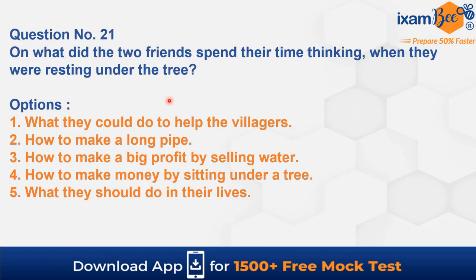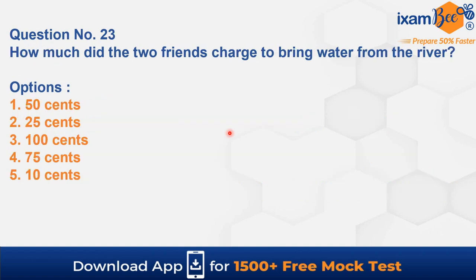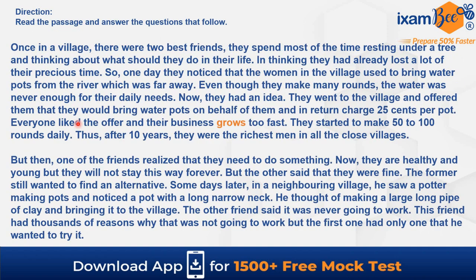So they did business, right? So look at this. They thought that they could earn a living by delivering water pots to their houses. So here the first is your correct answer again, right? They thought that they should set up a pipe? No. They thought about making a complaint to the chief? No. They wanted to share their water? No. First one, they thought of earning money through it. So the first option is correct. Then how many cents? See, how much did the two friends charge to bring water from the river? 25 cents. We just read it, right? Remember? See, 25 cents per pot. It's easy.